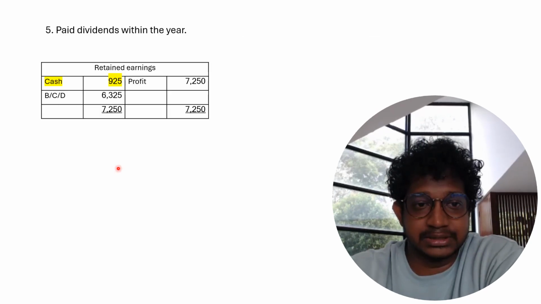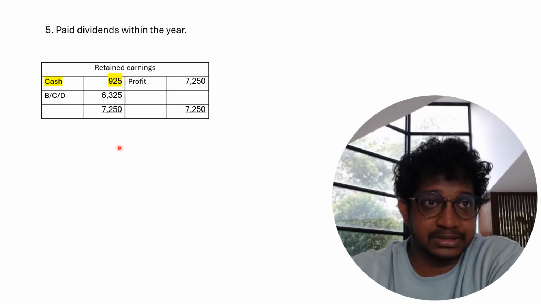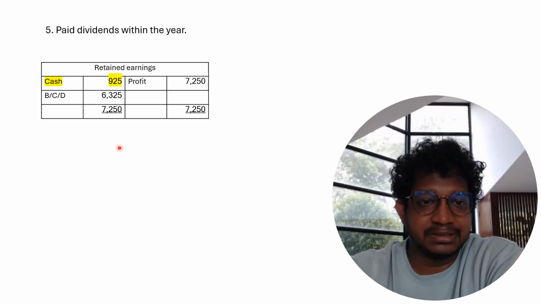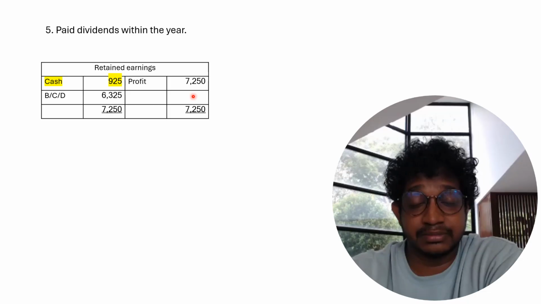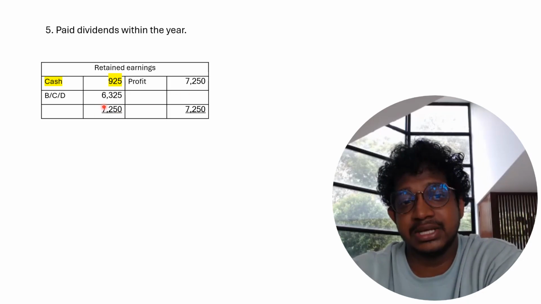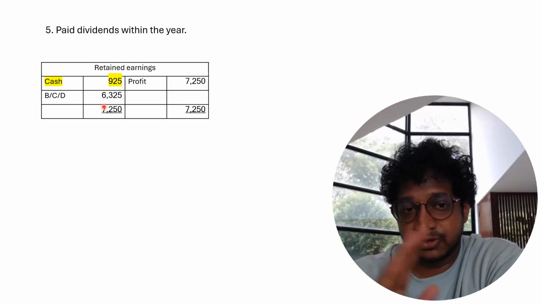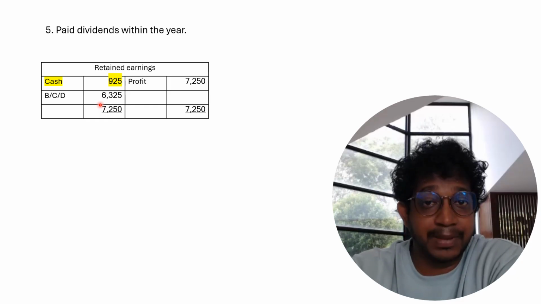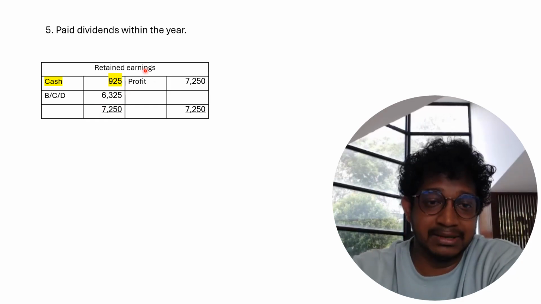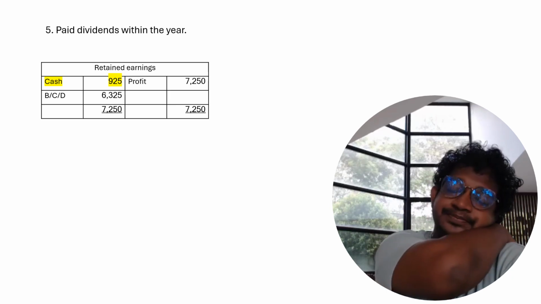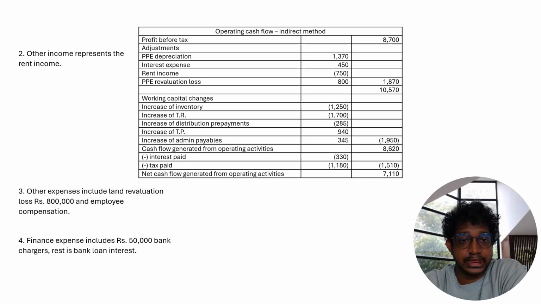And pay dividends within the year. You are paying dividends through retained earnings, and the profit after tax that you generated this year, you are transferring to the retained earnings. So in the income statement, profit is 7,250. From that, the closing date retained earnings balance is given as 6,325. So the reason for the difference between the profit and the closing balance is the paid dividends. So the paid dividends are 925, and you are recording that in financing activities.